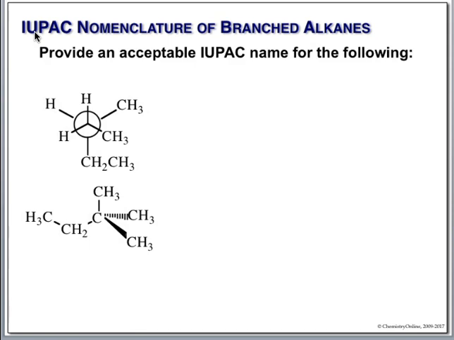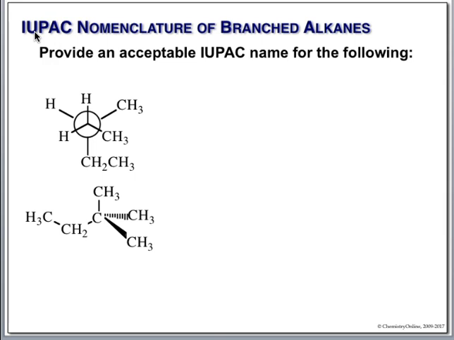Our first one, we have to untangle the Newman again, don't we? As we look at this, what have we got? We have a chain of 1, 2, that carbon is 3, 4, 5. So it's a pentane, isn't it? 1, 2, 3, 4, 5. On carbon 3, that's the one in the back, we have a methyl.